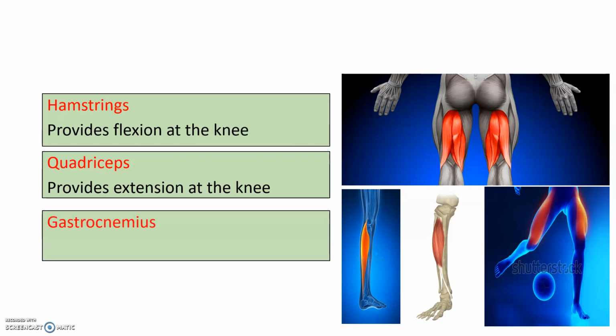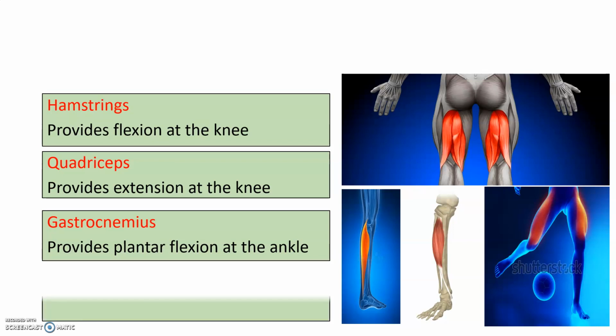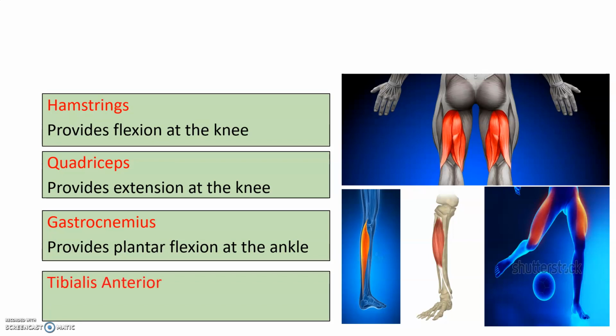And then we've got the gastrocnemius. This is your calf muscle, so found at the back of the lower part of your leg. Again, this provides plantar flexion at the ankles. Remember the toes pointing towards the ground. And then finally we've got the tibialis anterior. This provides dorsiflexion at the ankles when we point our toes upwards towards the sky. And that's found at the front of your shin.